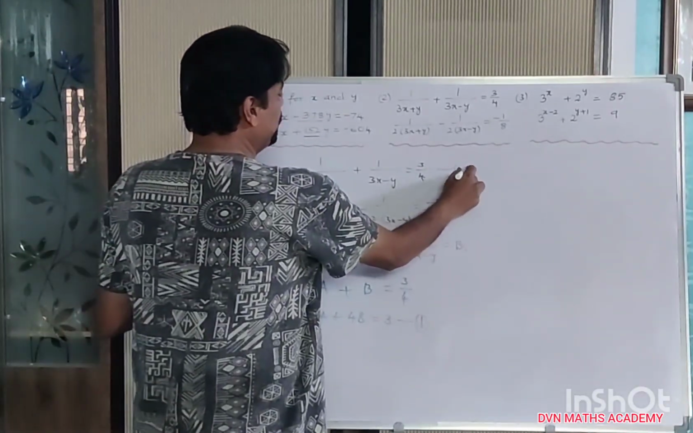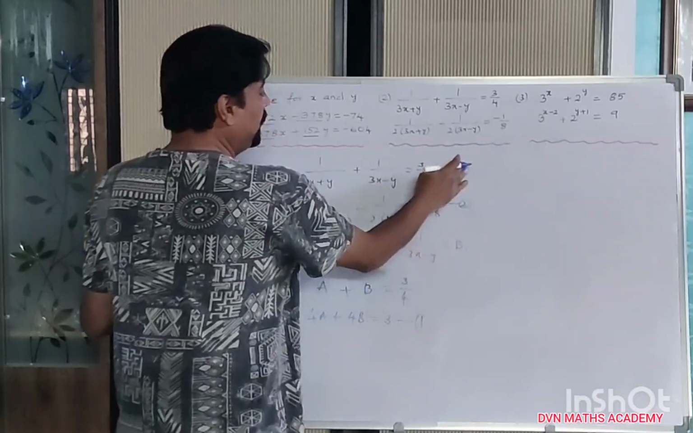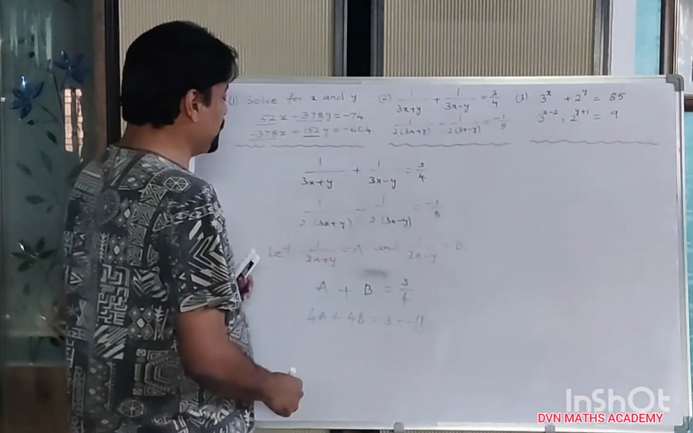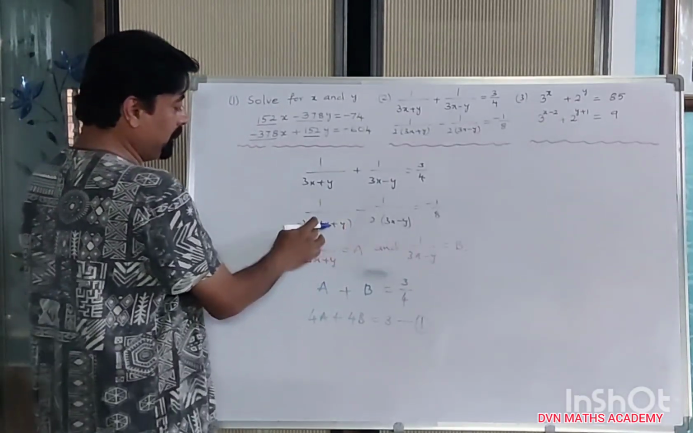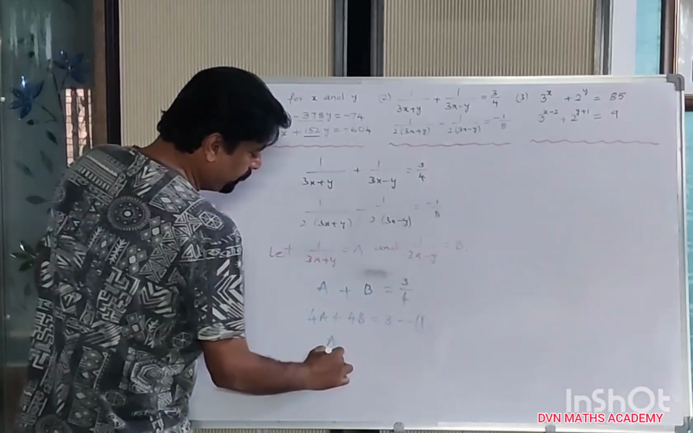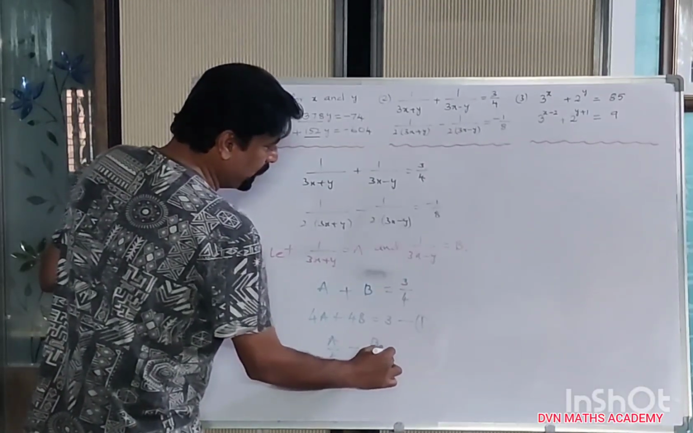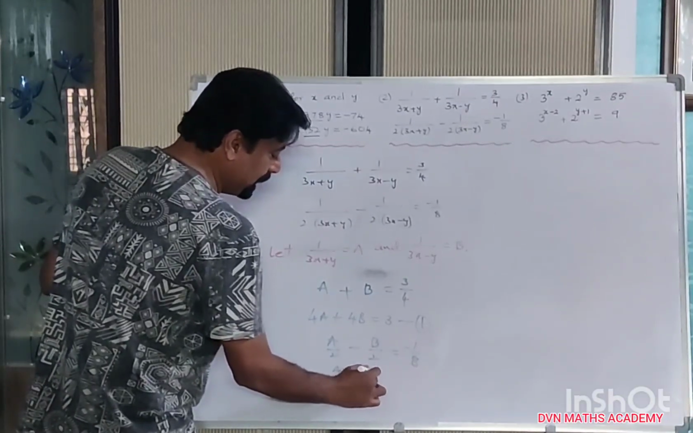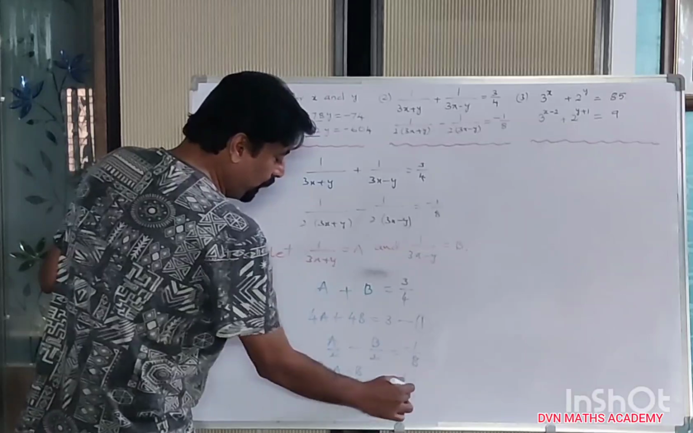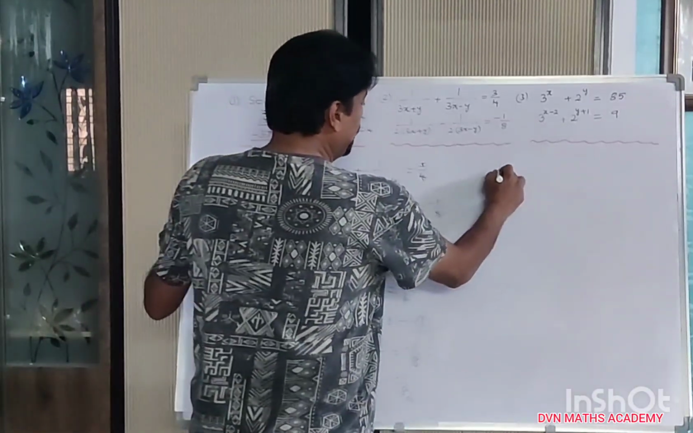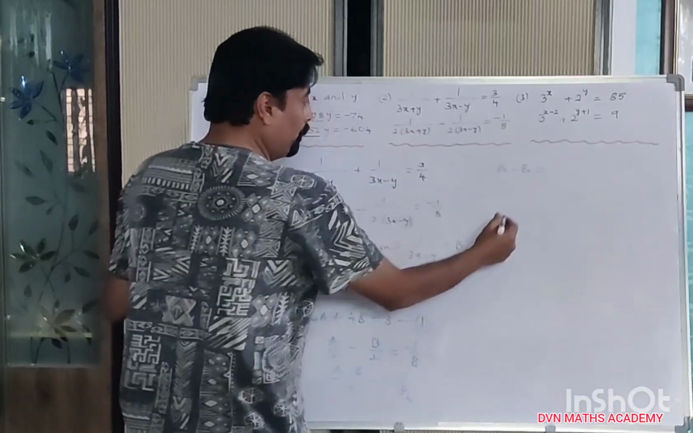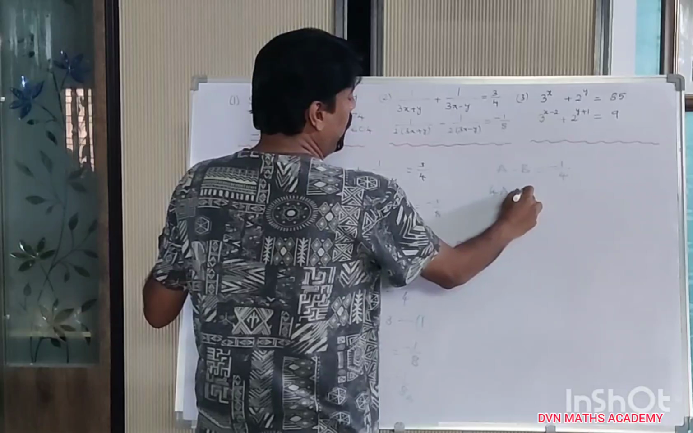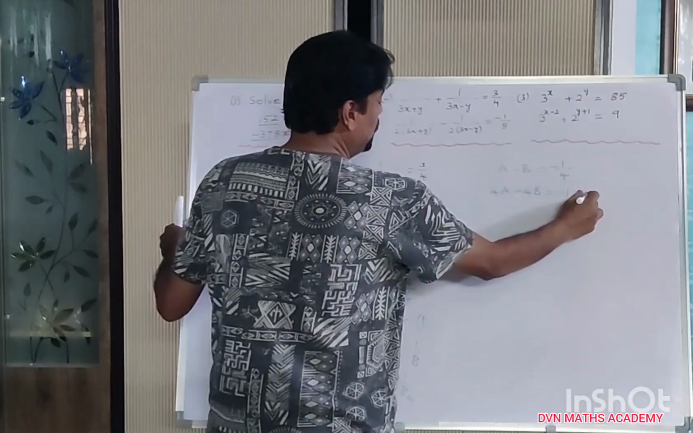Without this reduction, the equations are very complicated, and you would get more equations. So 4a plus 4b is equal to 3. This is my first equation. If I substitute a and b in the second equation, what happened? It is a by 2 minus b by 2 is equal to minus 1 by 8. By LCM it will be 2. (a minus b) by 2 is equal to minus 1 by 8. Then it will become a minus b is equal to minus 1 by 4. So again by cross multiplication, 4a minus 4b is equal to minus 1. This is my second equation.